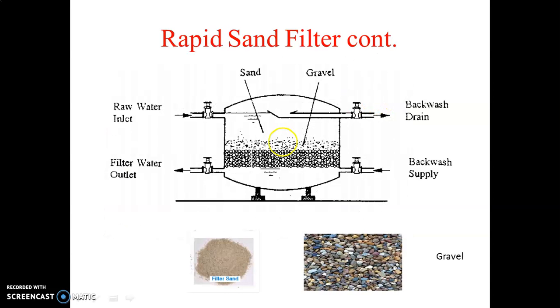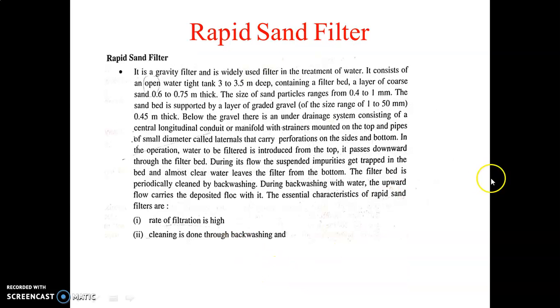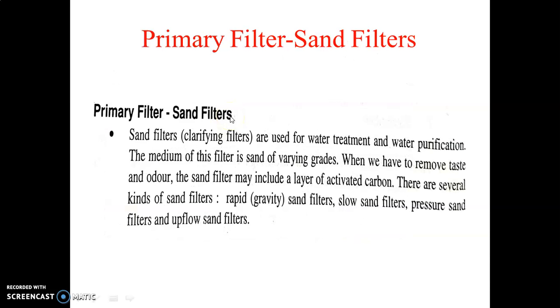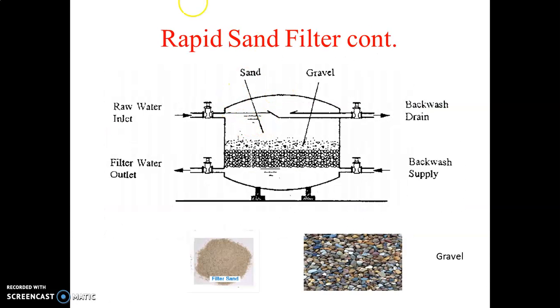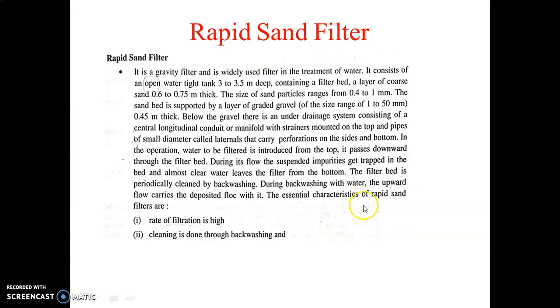Suppose this is the filter medium, this is sand. The first filter medium is this sand, which has a size of 0.4 to 1 millimeter, and this is called the bed thickness. The bed thickness is maintained at 0.6 to 0.75 meter.